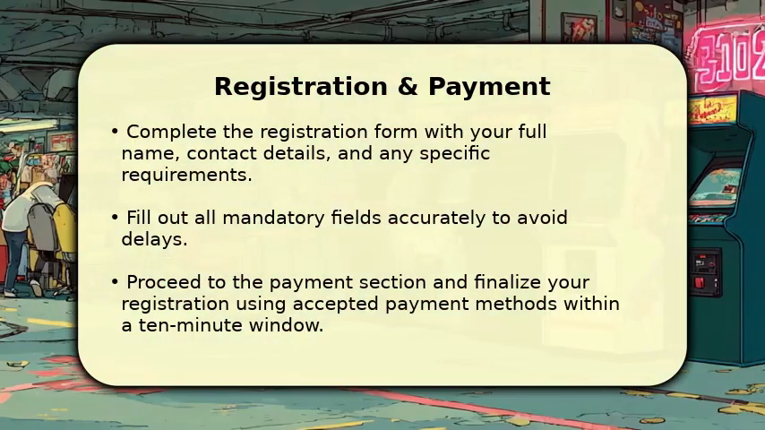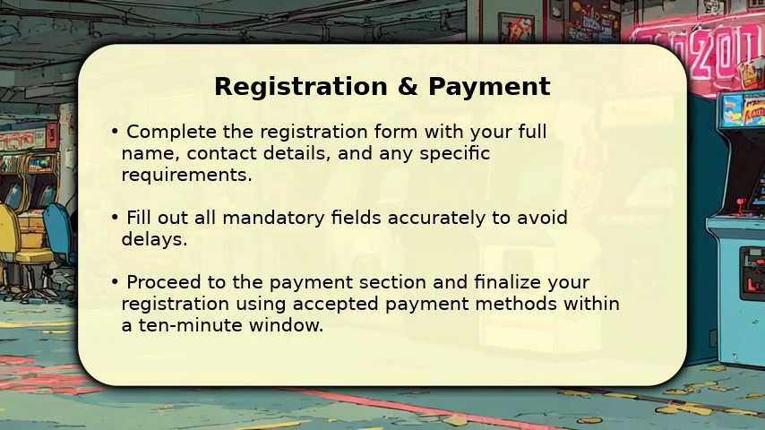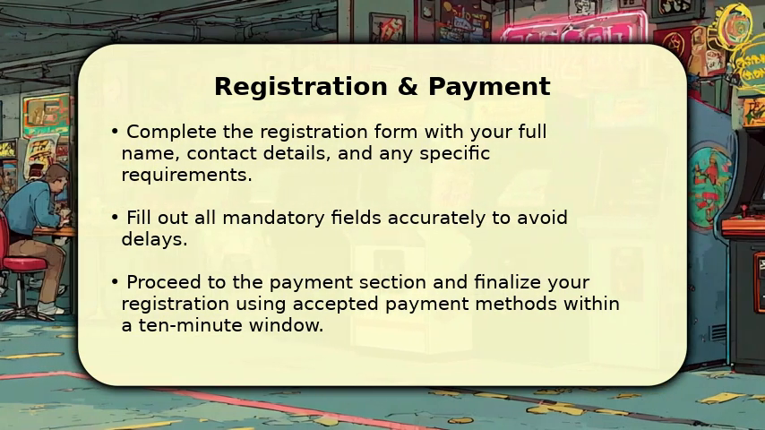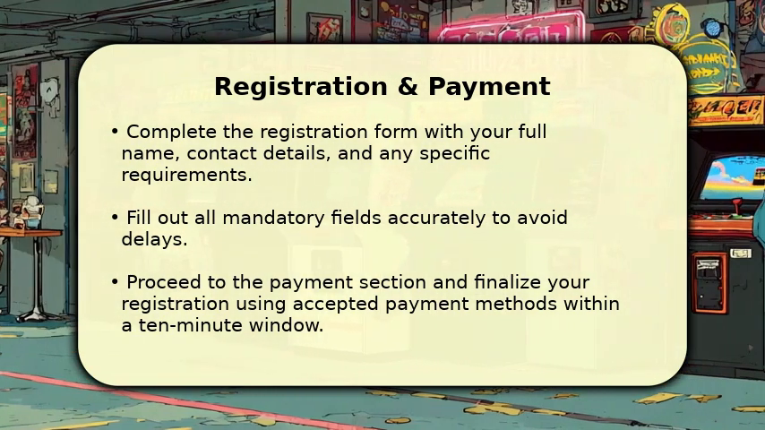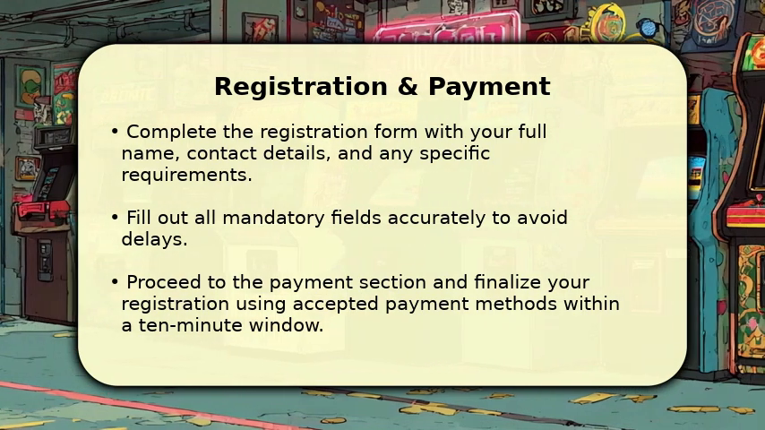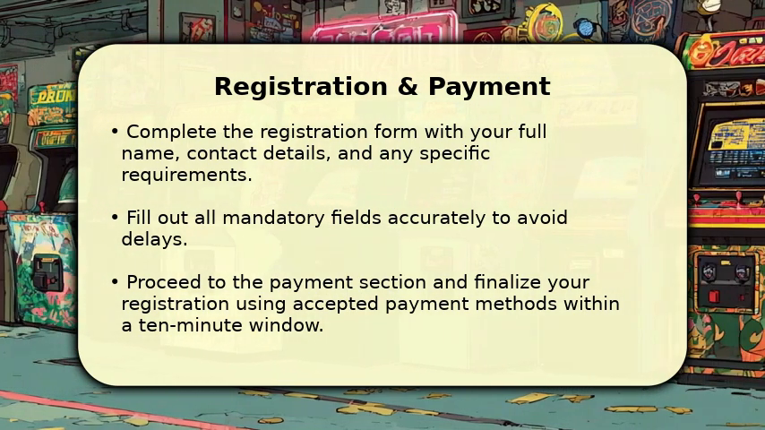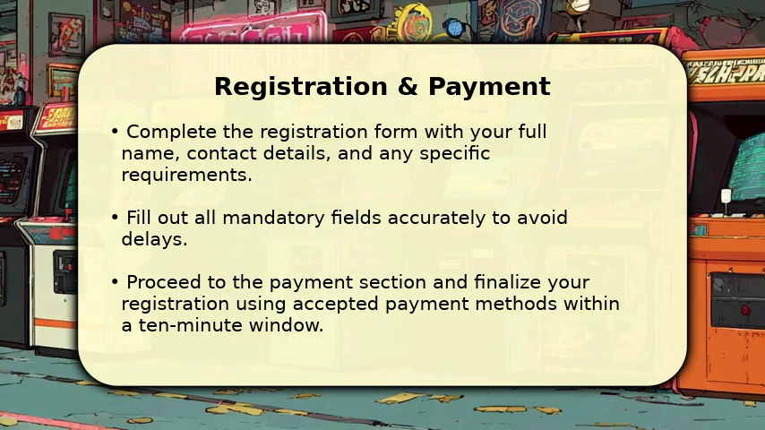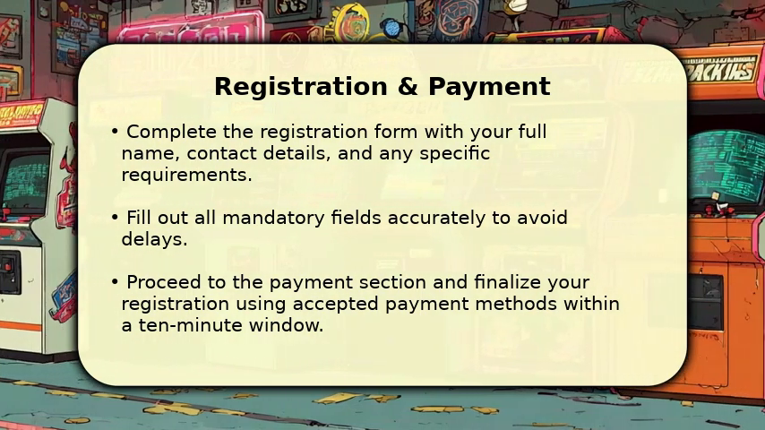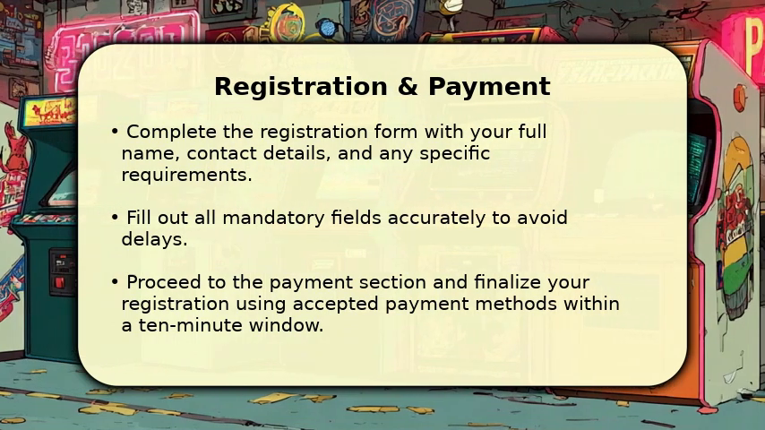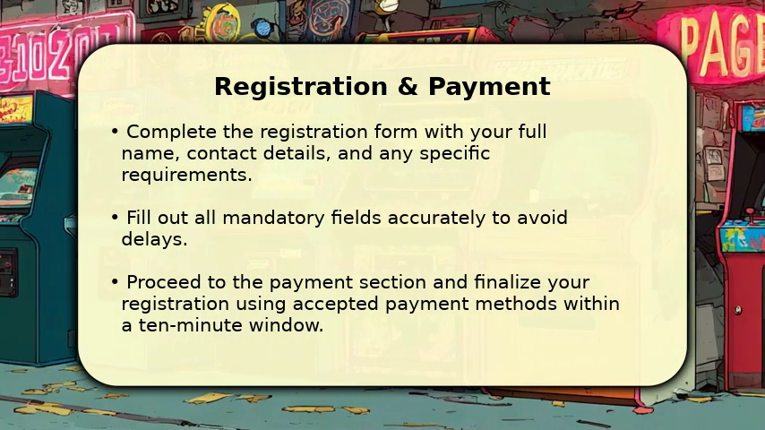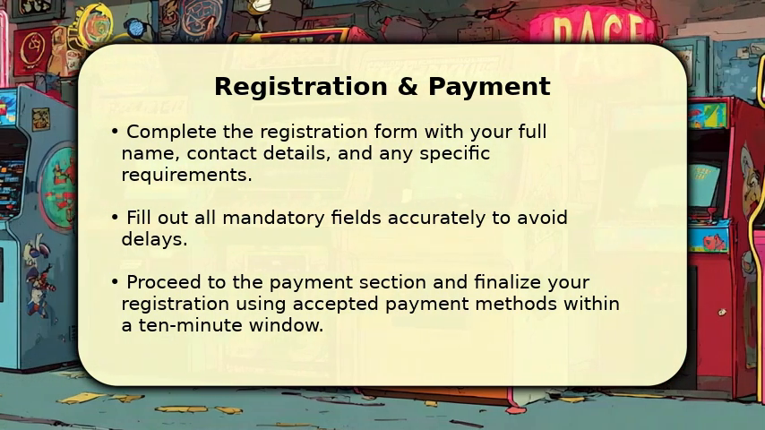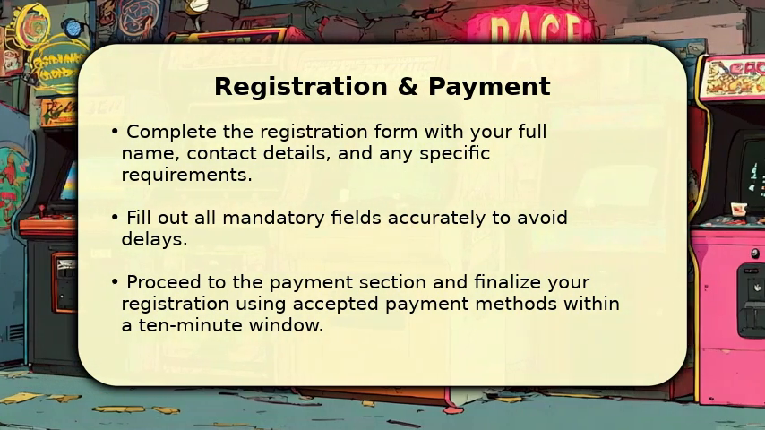Once your account is verified, you can complete the registration form. This form will ask for essential information such as your full name, contact details, and any specific preferences or requirements. Be sure to fill out all mandatory fields accurately. Following this, you will be directed to the payment section. Questcraft typically accepts major credit cards and sometimes offers alternative payment methods. Complete the payment to finalize your registration, usually within a 10-minute window.